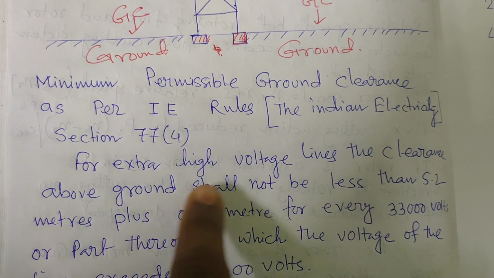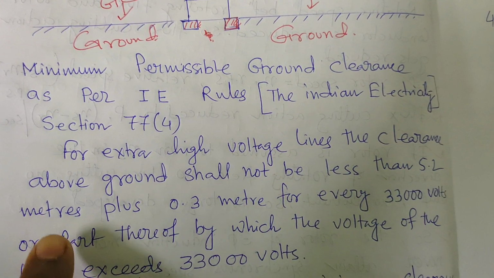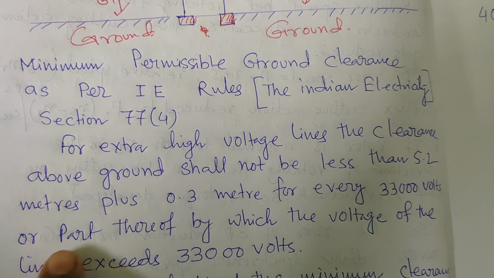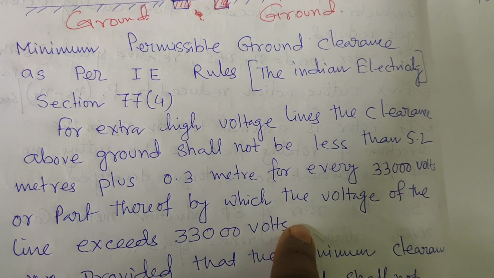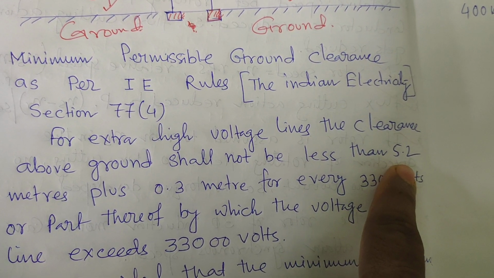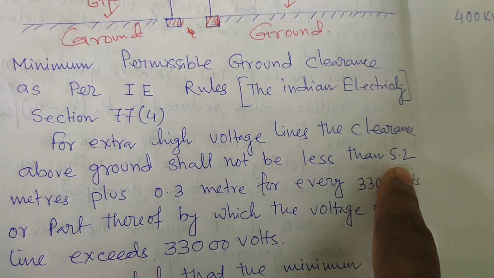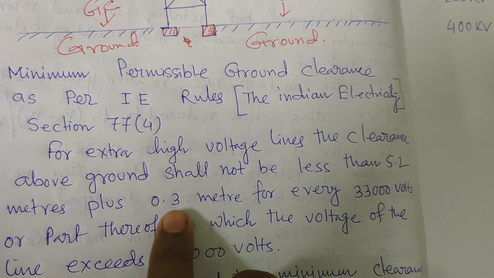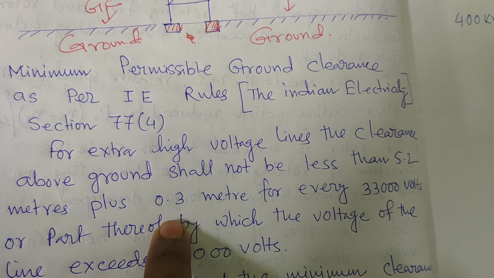So for the extra high voltage line, the clearance above ground shall not be less than 5.2 meter plus 0.3 meter for every 33,000 volt or part thereof by which the voltage of the line exceeds 33,000 volt. That means the minimum ground clearance for the high voltage HT line is 5.2 meter. And if the voltage is increasing by 33 kV or its equivalent, then 0.3 will be added to it. And also a K factor is there. I will discuss the formula for your memorization.